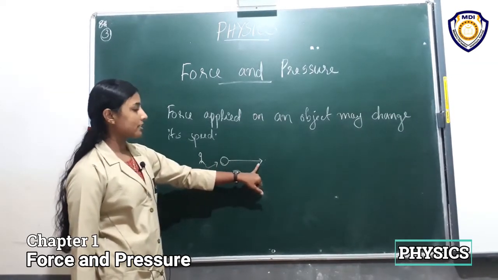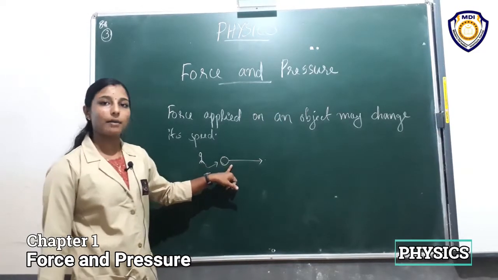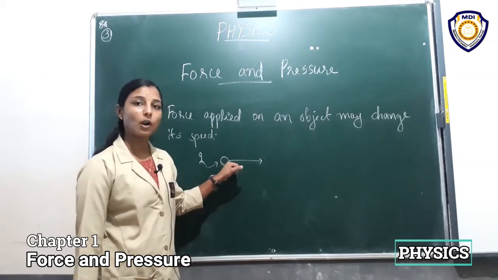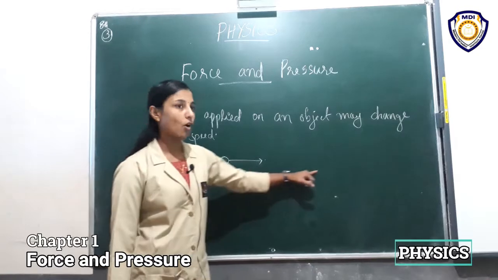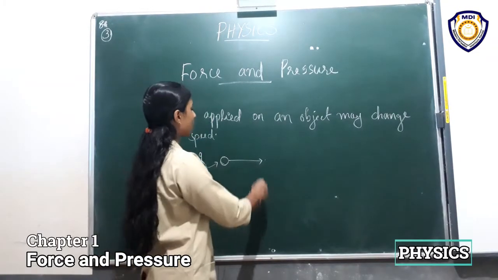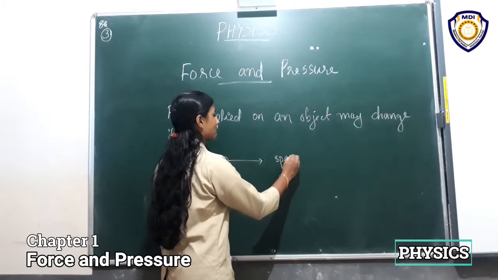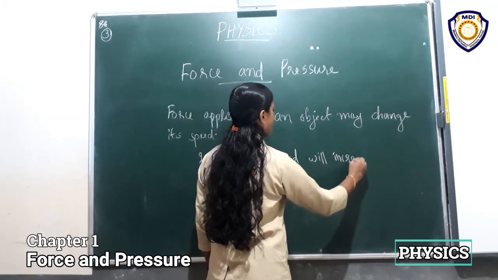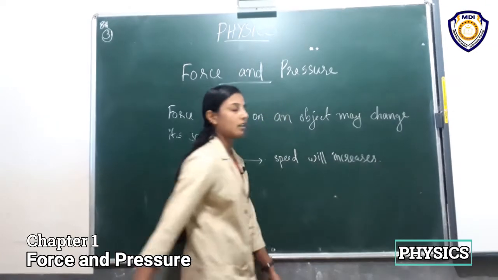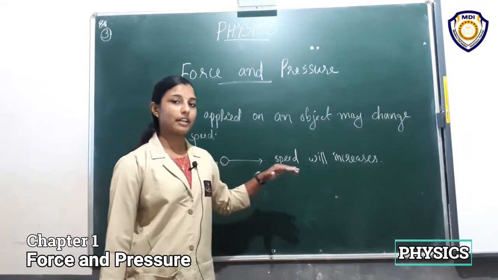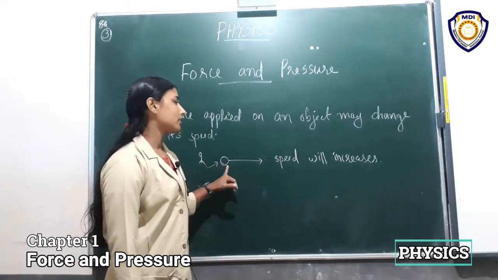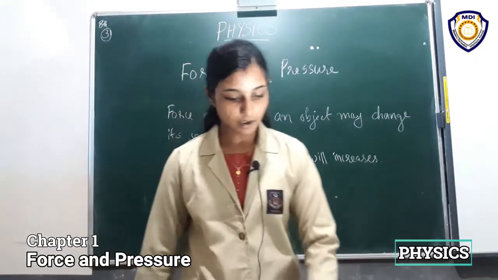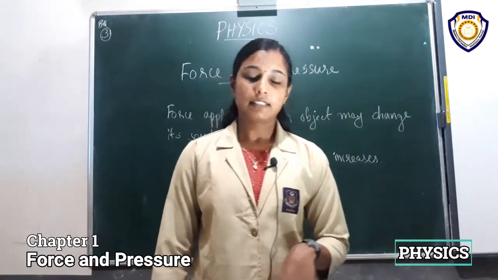If the ball is moving in this direction and the force applied by the player is also in this direction, then what happens to the speed of this ball? The ball moves faster, right? So the speed will increase. Okay? If the applied force is in the direction of the motion, then the speed of this object will increase. Okay? So you should underline these things.